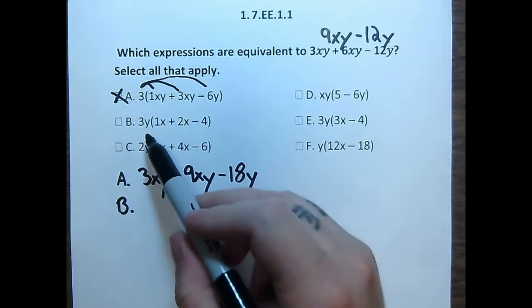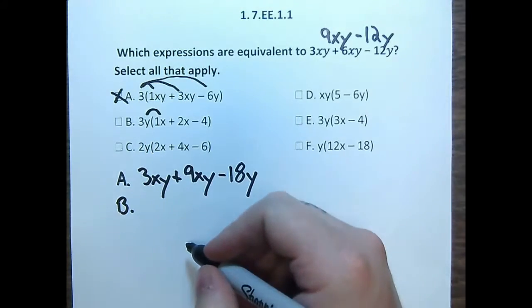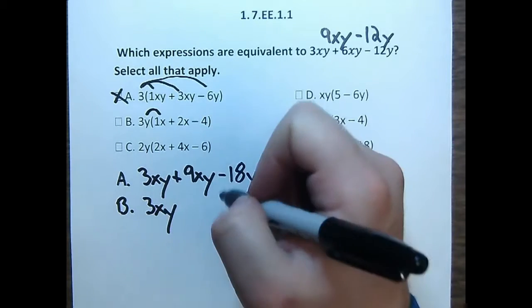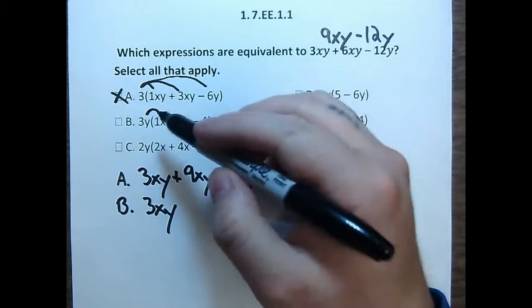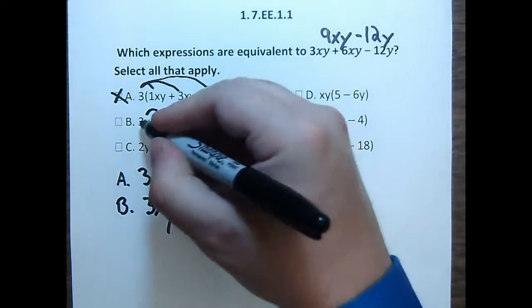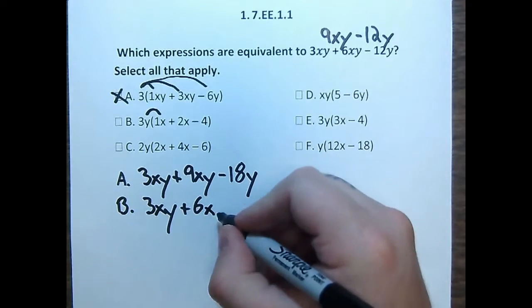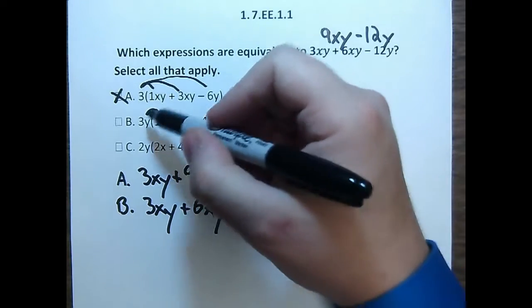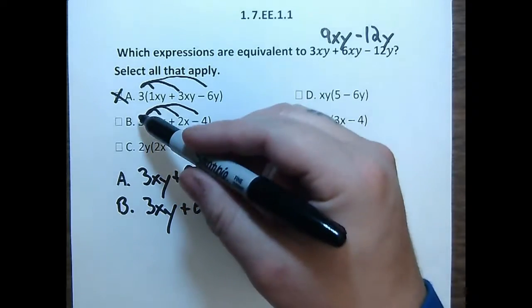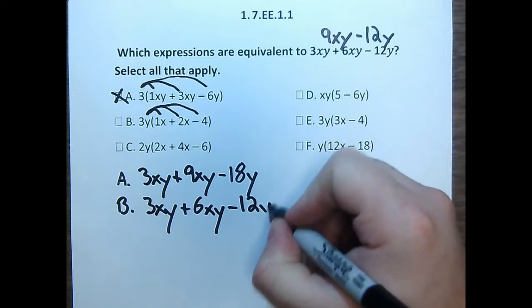So B, we have 3y, and we're gonna distribute that to a 1x, and that would give us 3xy, because 3 times 1, and then an x and a y. And then we have 3y times a 2x, so that's 3 times 2 is 6. X times y is xy, so that looks like we're good there. And then we need to distribute this 3 to the negative 4. So positive times a negative is a negative. 3 times 4 is 12, and we have a y.